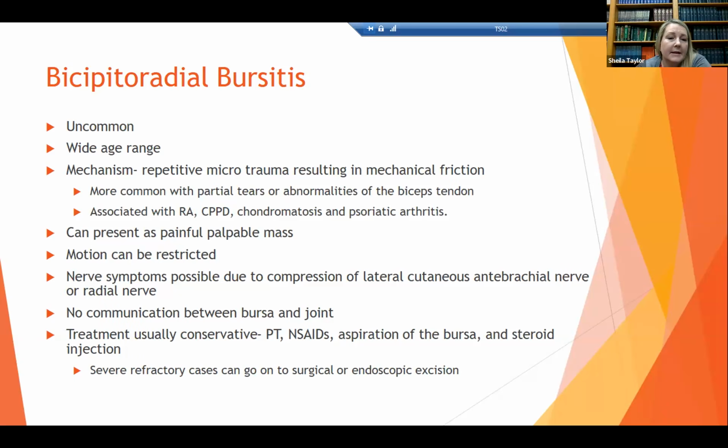In terms of treatment, it is usually conservative. You can do physical therapy, NSAIDs, aspirating the bursa, injecting the bursa, and then in severe refractory cases, they can go on to surgical or endoscopic excision. I did aspirate and inject her. She got fantastic relief for about 3 months, but unfortunately she recently came back with recurrence, and it's bigger than it was before. So I'm talking to my surgical colleagues about her options, but I think we are going to repeat aspirating and injecting it one more time.